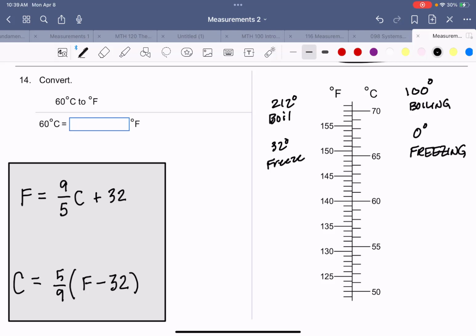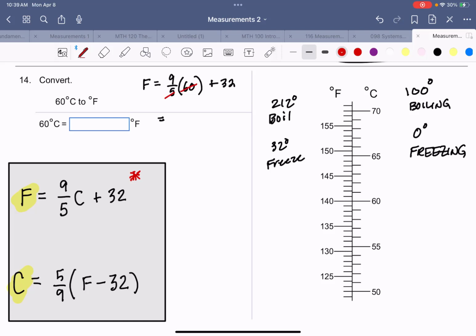But if we want to change Celsius to Fahrenheit, we have to have a formula. So if we want to end up with Fahrenheit, we use this formula. And if we want to end up with Celsius, we use this formula. So we know Celsius and we're going to Fahrenheit, we have to use Formula 1. So instead of Celsius, I need to put 60 degrees. So my Fahrenheit measurement will be 9/5 times 60 plus 32.